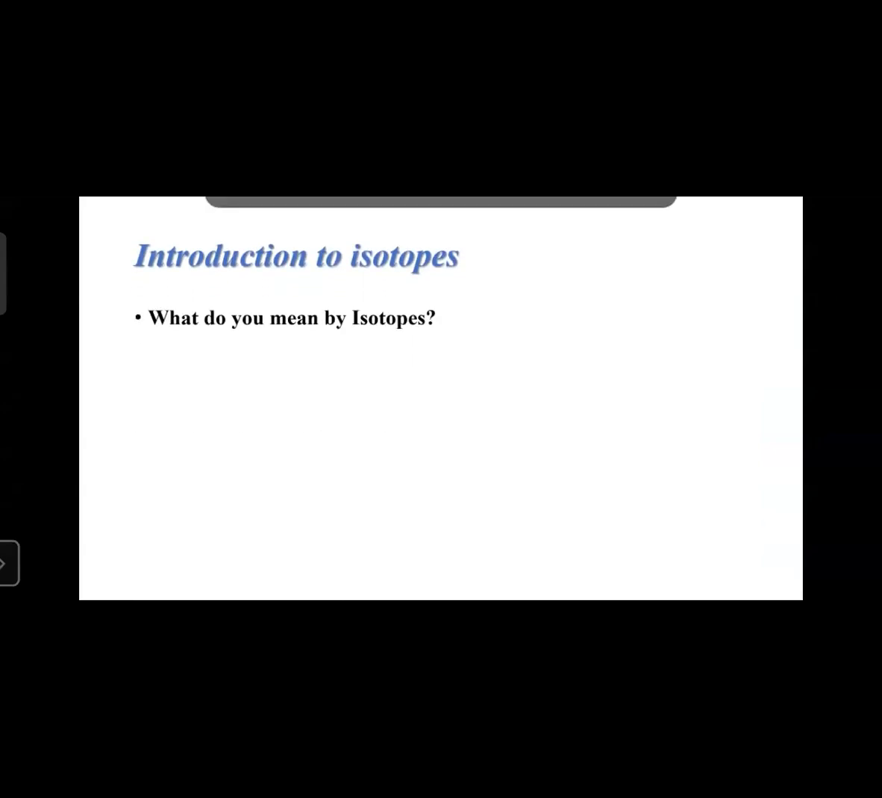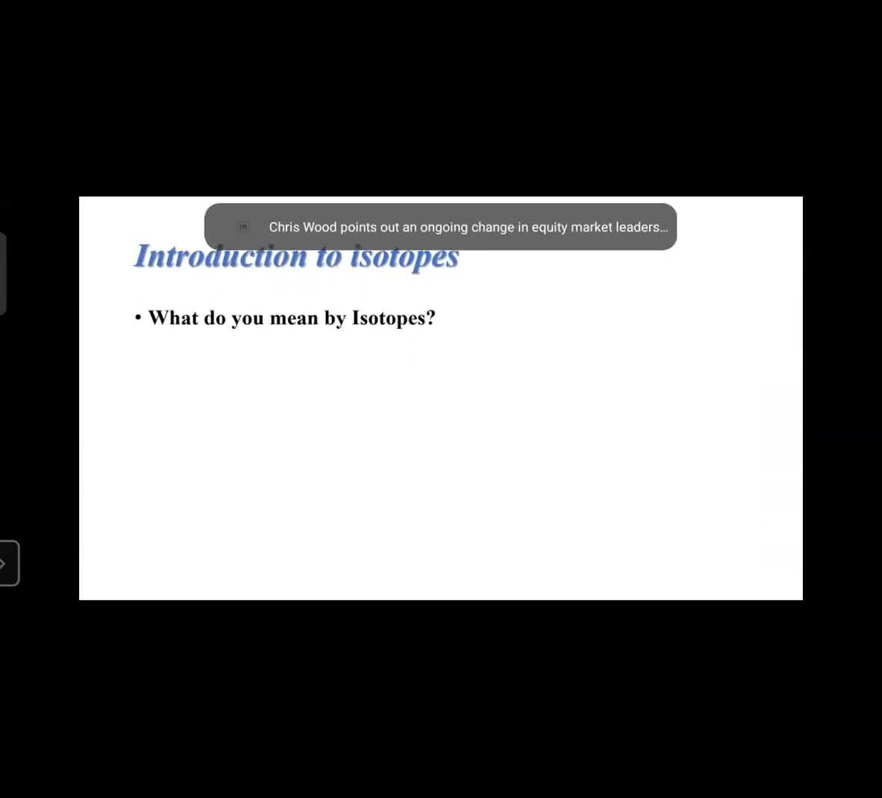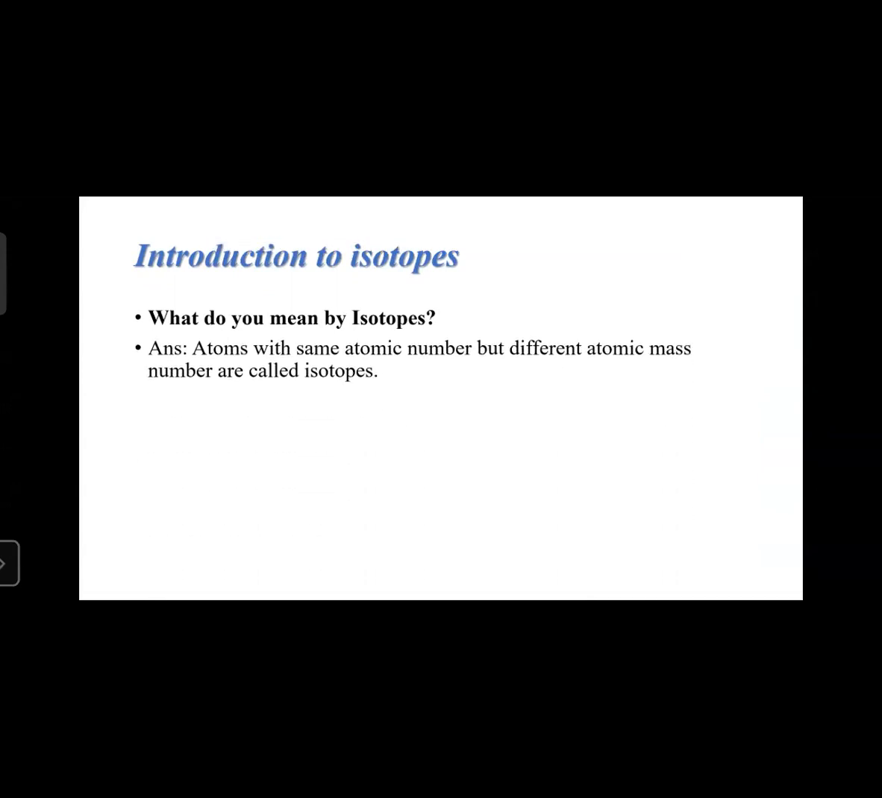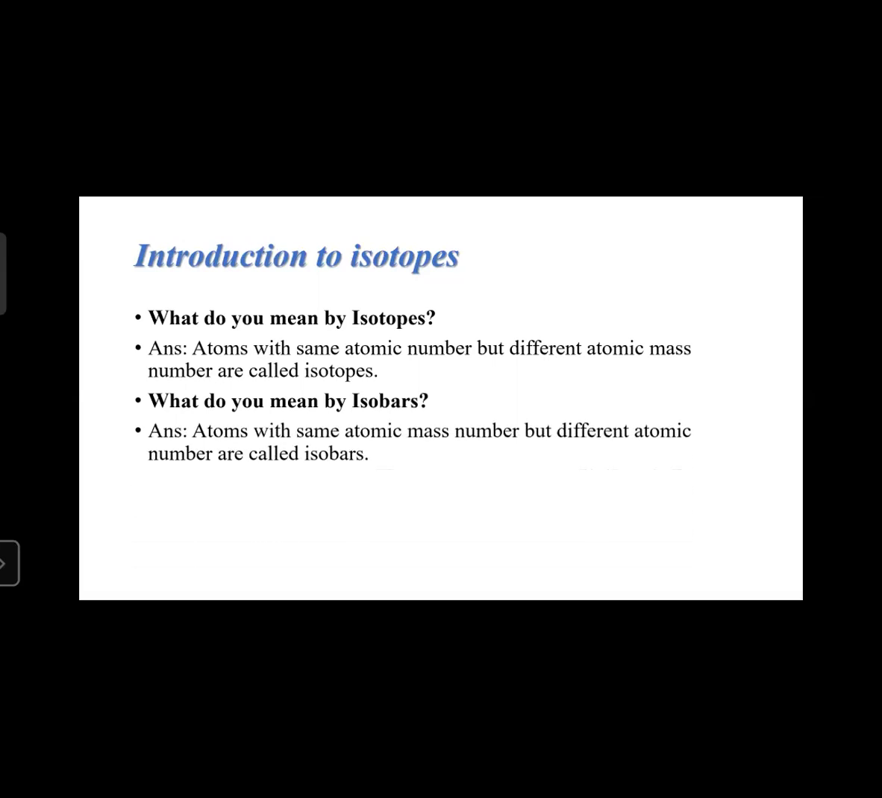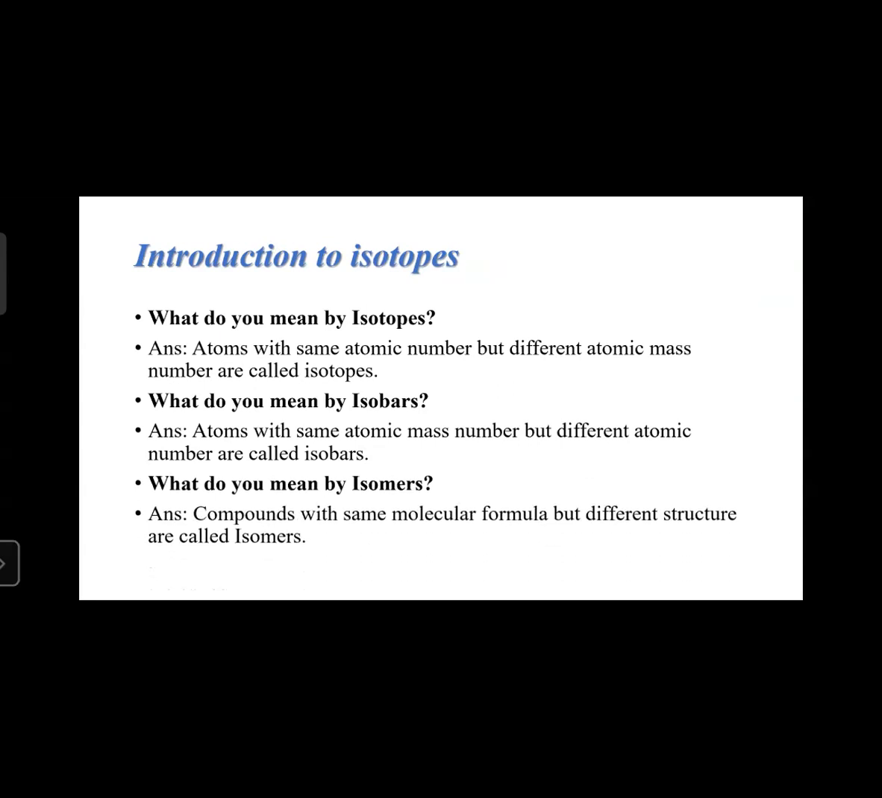Now, next concept, that is isotopes. What do you mean by isotope? These are the atoms with the same atomic number but different atomic mass number, called isotopes. What do you mean by isobars? The atoms with the same atomic mass number but different atomic number. And what do you mean by isomers? These are the compounds with the same molecular formula but different structure, called isomers.